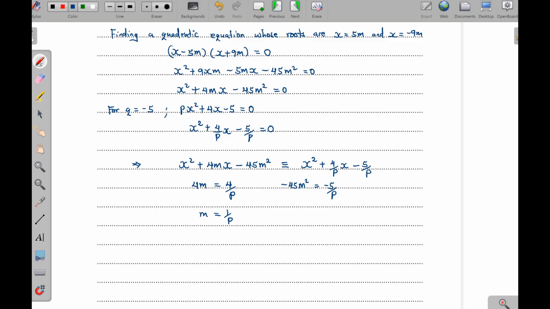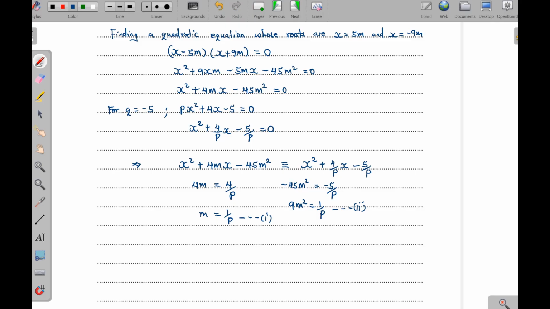Now, divide all through by negative 5, then you will have 9m squared equal to 1 over p. You see that? Now, we are having these two equations. So this is the second one, this is the first one. Okay, this is the first one. Now, what do you see? We are going to solve these two simultaneously, not so?